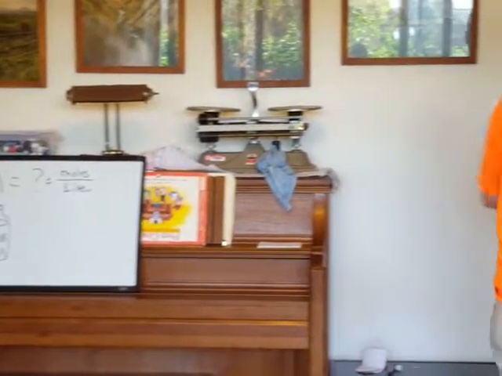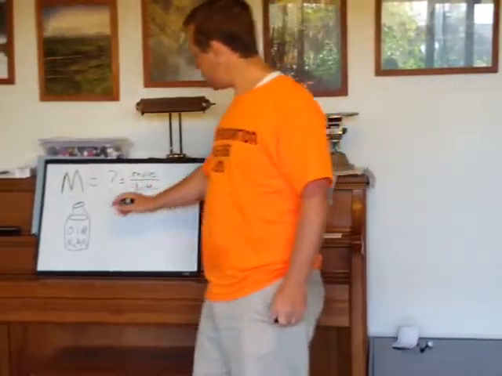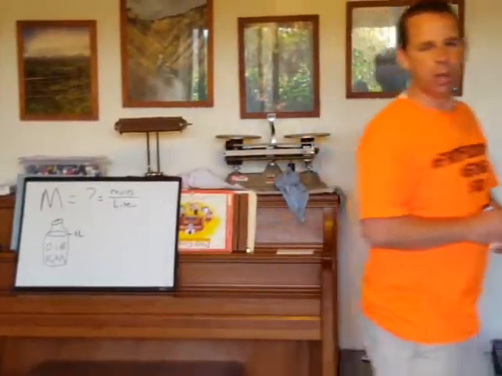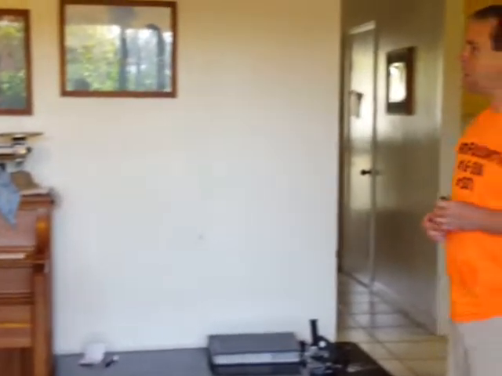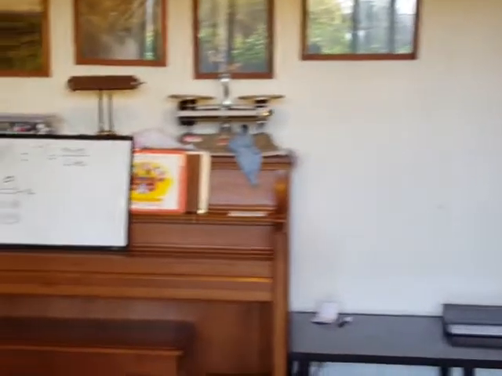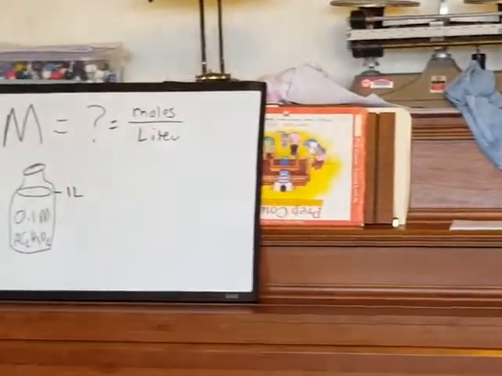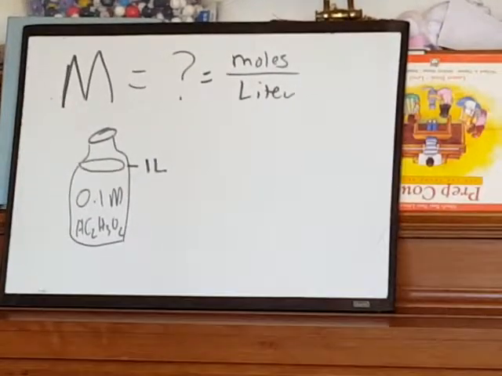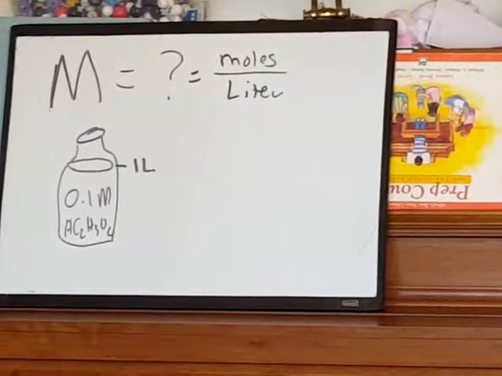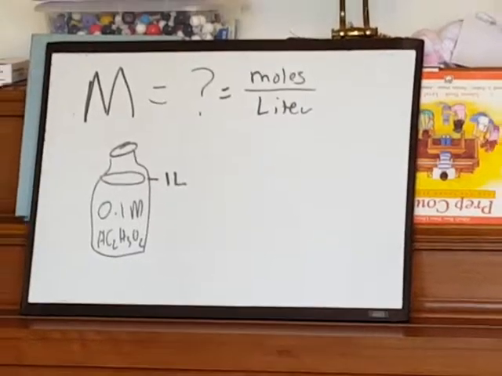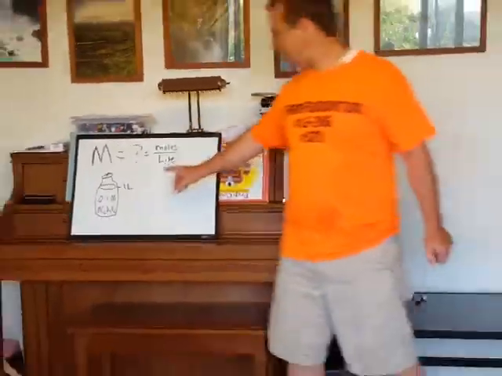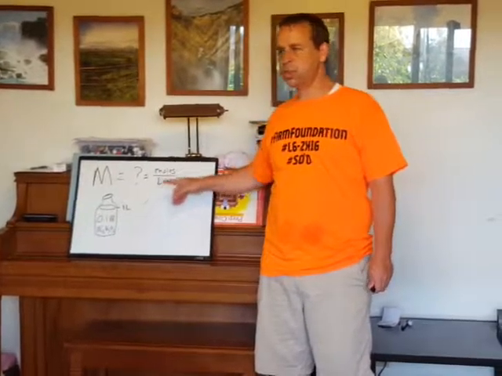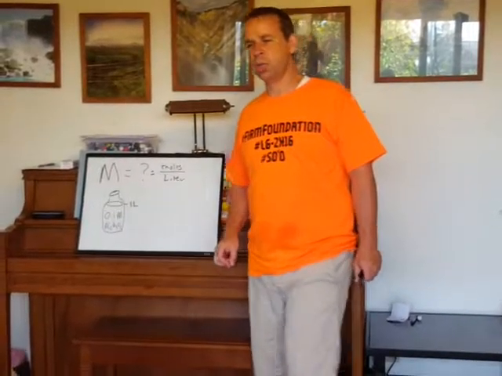So how many moles, and this is, let's say, a line right here says 1 liter. So how many moles are there? How many moles of that stuff are there in that solution? 0.1. That's right, 0.1. Because it says right here that it's 0.1 molar, and molar means what? Moles per liter.